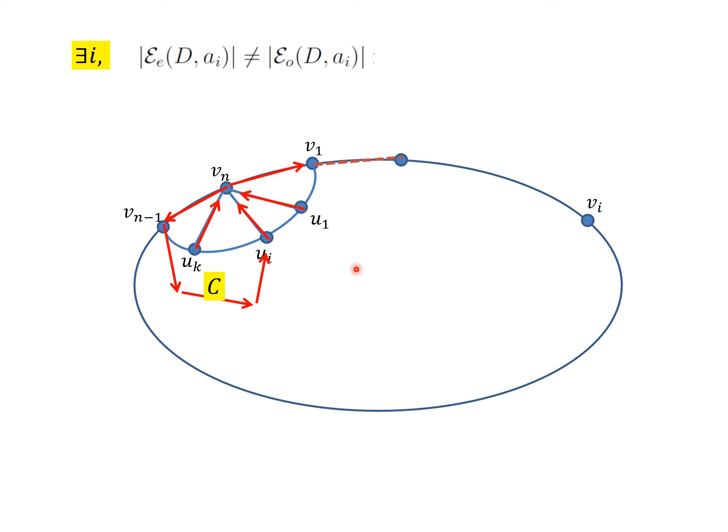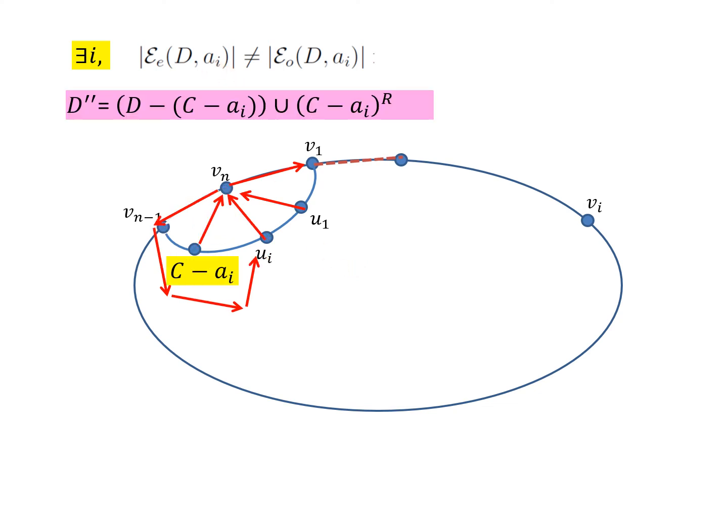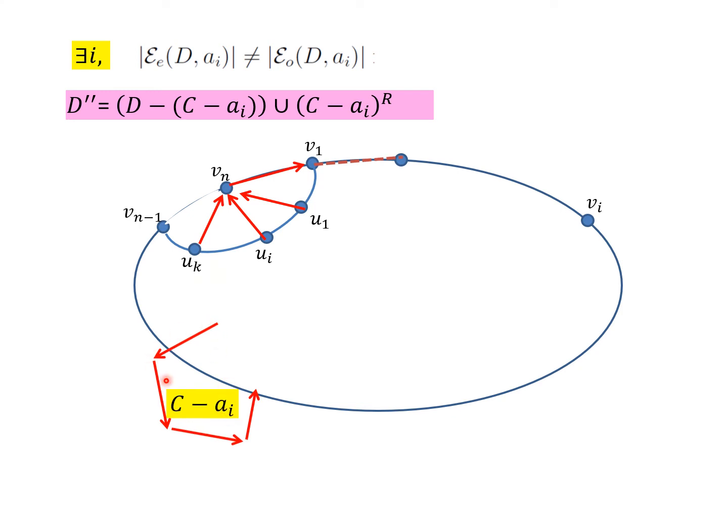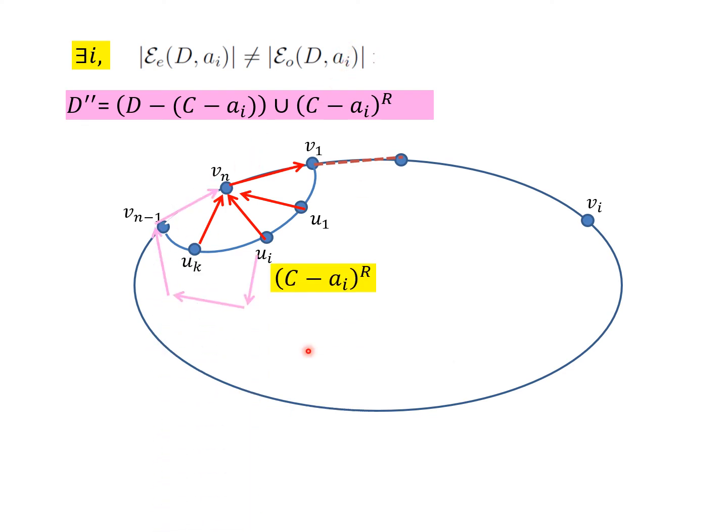Now we're going to change the orientation D. So how do I change it? This is the new orientation. I take this directed cycle, but do not take this edge. So this is my C minus AI. Take this part, remove it, and then take the inverse of this. Just reverse the orientation of each arc of this path. This is the reverse. And so I put this back. That means remove this, add this, reverse. This is my D double prime.